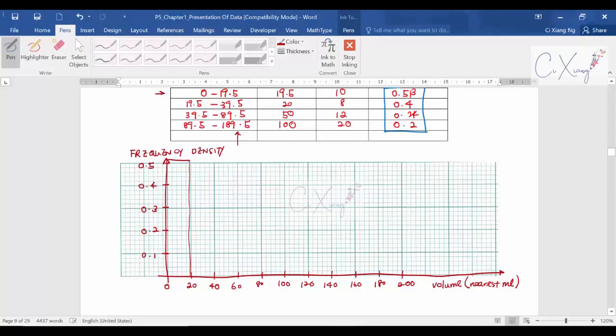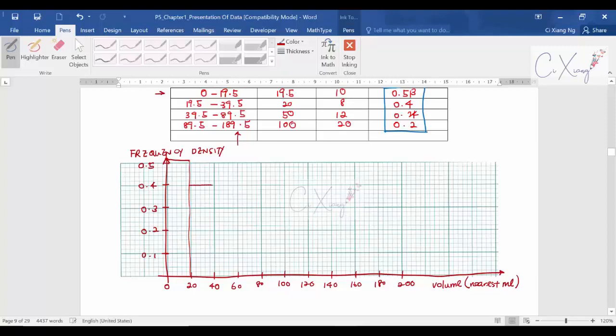So it's 0.513. Then from 19.5 to 39.5, we should have 0.4. So 19.5 to 39.5 is 0.4. 0.4 is at this height.